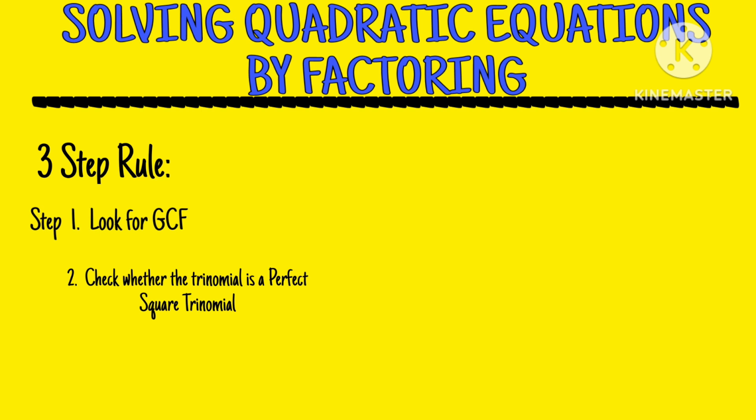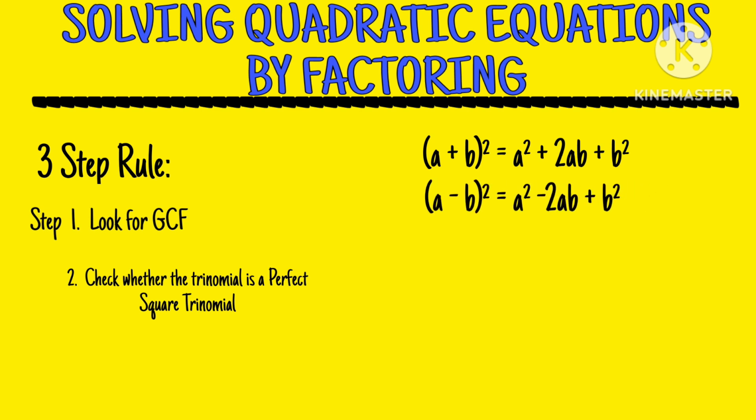Well, do you know that a square of binomial, kapag in-expand nyo, the resulting trinomial is a perfect square trinomial. So, a plus b quantity squared is a squared plus 2ab plus b squared. Na kung negative yan, a minus b squared is equal to a squared minus 2ab plus b squared.